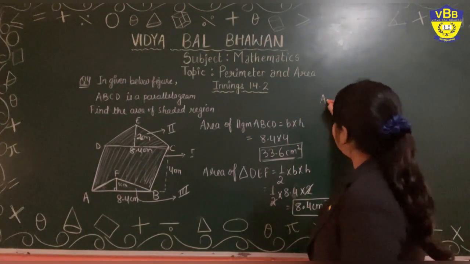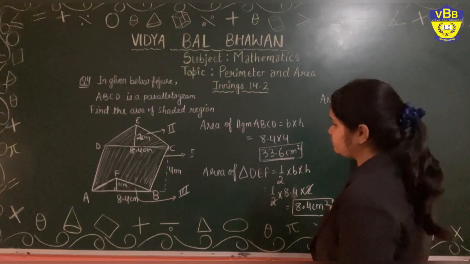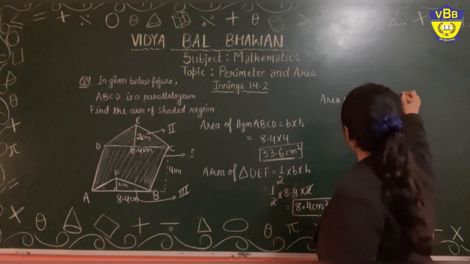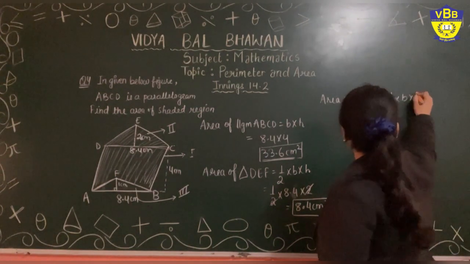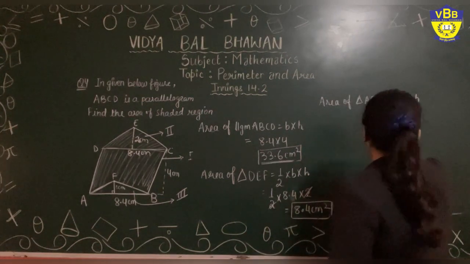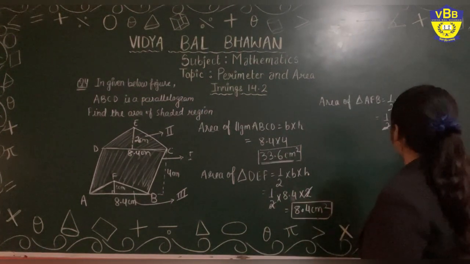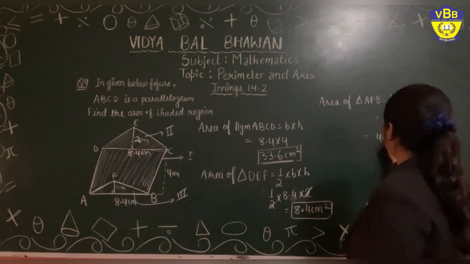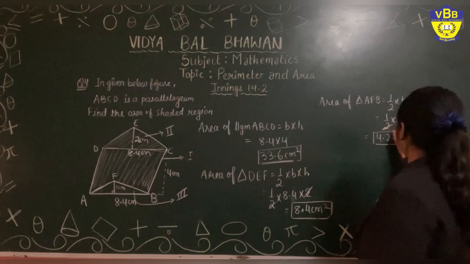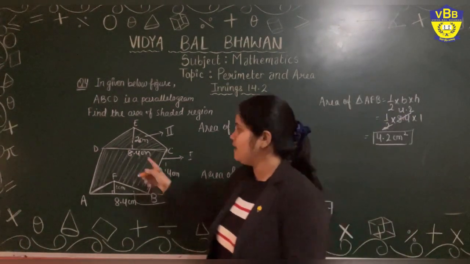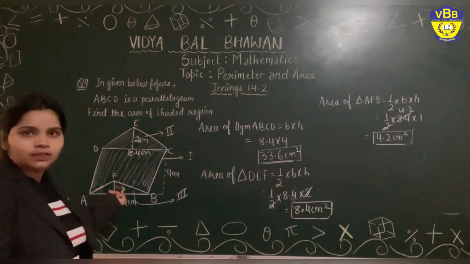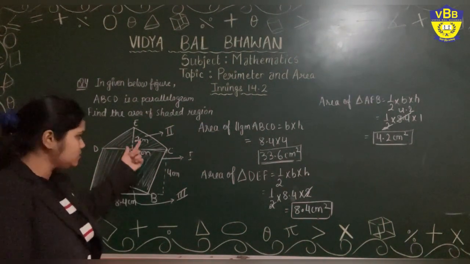Okay. So area of triangle AFB. Again, it will be half into base into height. Base is 8.4, height is 1. Let's simplify it. It will be 4.2. 4.2 multiply 1, that gives you 4.2 centimeter square. Okay. So we have calculated all three parts. Now to find the shaded region, I need to exclude this one only from the sum of these two figures.